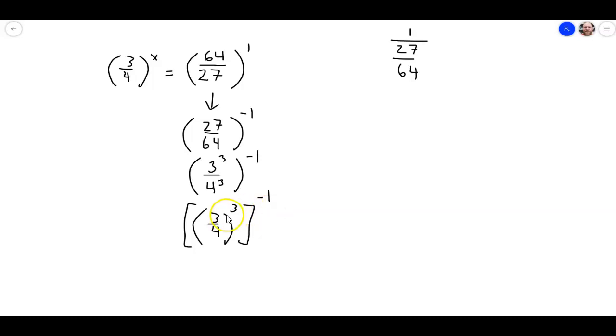And finally, if we take an exponent to an exponent, I can just multiply those together. So now I'm going to get 3/4 to the x is equal to 3/4 to the -3. Since the bases are the same, I can just set those exponents equal to each other. So x is equal to -3. All right, let's take a look at the next one here.